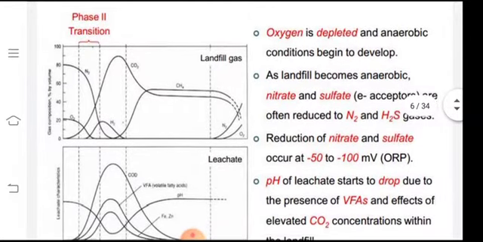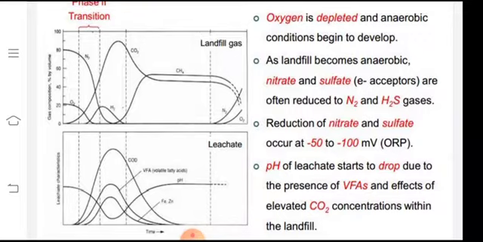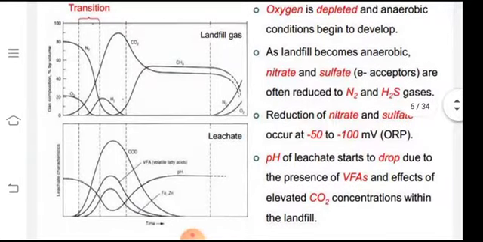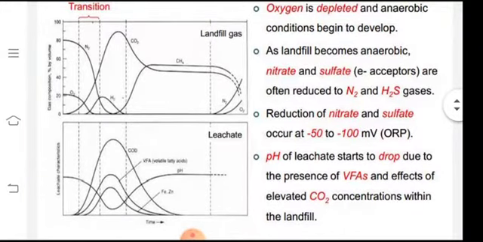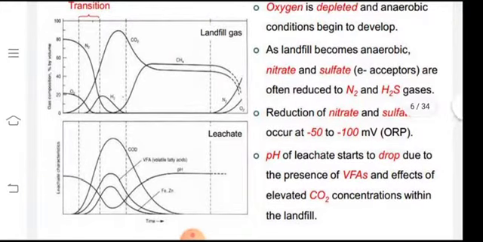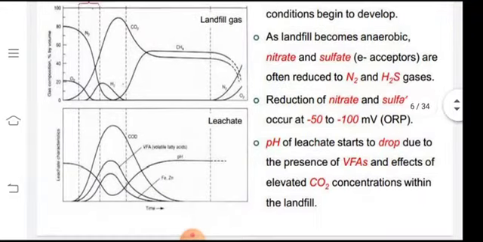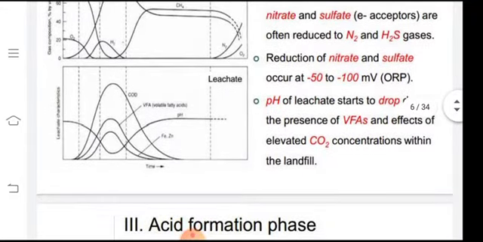The process is the reduction process, and in this reduction process nitrate and sulfate will be reduced. The nitrate will be reduced to nitrite, and sulfate will be reduced to sulfite. This conversion is due to the reduction process in which electrons and hydrogen ions are accepted, so they are electron acceptors. Now we have produced H2S gas. This is the reduction process. It occurs at -50 to -100 millivolts oxidation reduction potential.